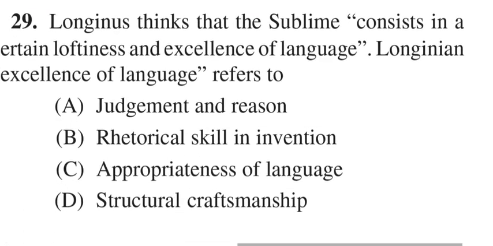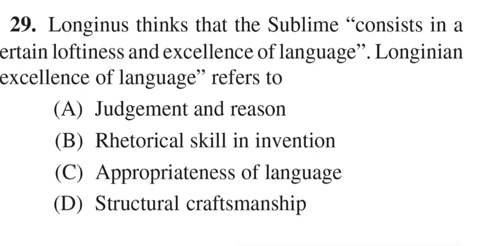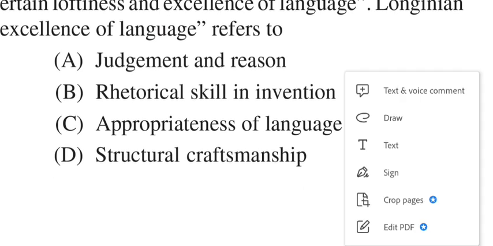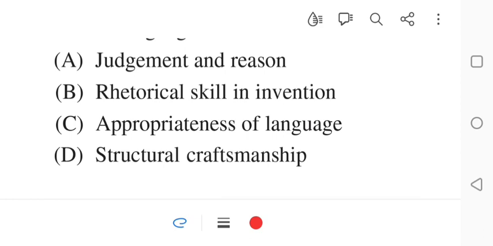Number 29, it says, Longinus thinks that the sublime consists in a certain loftiness and excellence of language. Longinian excellence of language refers to what? Judgment and reason, rhetorical skill in invention, appropriateness of language, structural craftsmanship. Correct answer will be number C, that is appropriateness of language. So he has referred excellence of language to it. Got it? Appropriateness of language, number C.